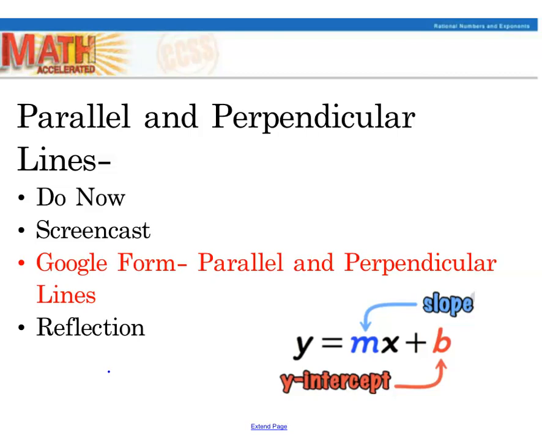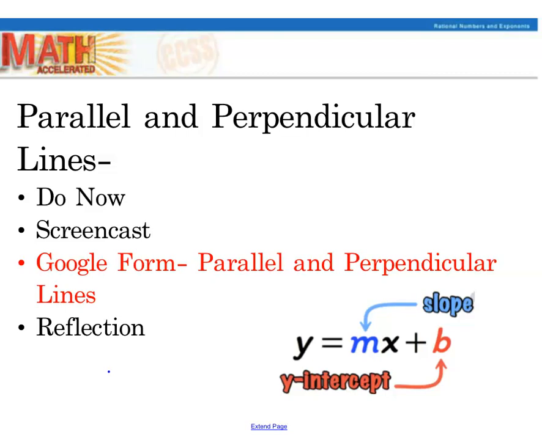Good morning. So today we're going to focus on parallel and perpendicular lines. If you can remember from years ago, parallel lines are lines that never cross, like railroad tracks, and perpendicular lines are the ones that form the right angle. So I'm going to show you how to write an equation for a line that's parallel and write an equation for a line that's perpendicular.